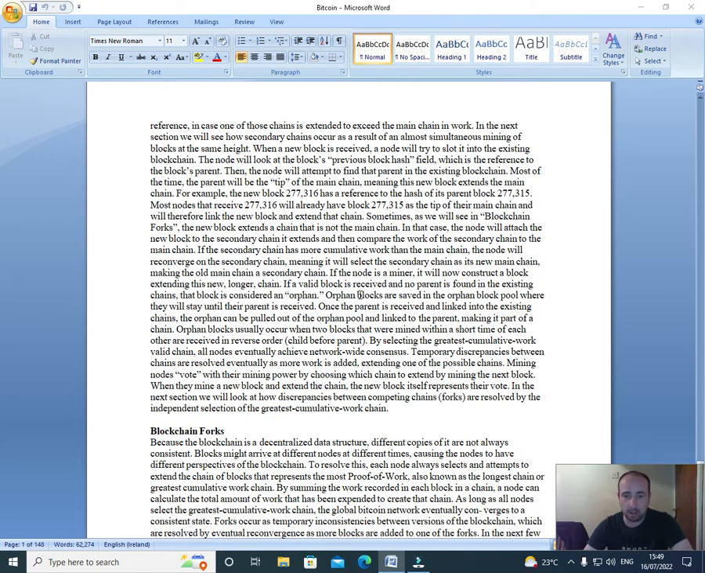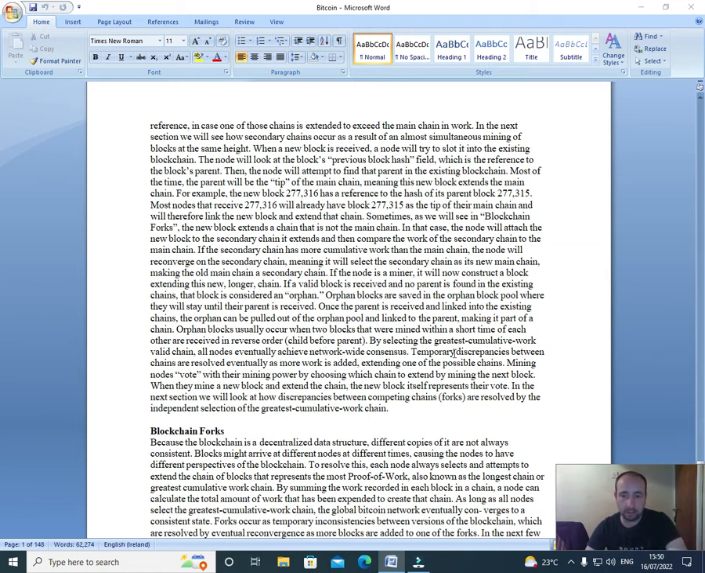If a valid block is received and no parent is found in the existing chains, that block is considered an orphan. Orphan blocks are saved in the orphan block pool, where they will stay until their parent is received. Once the parent is received and linked into the existing chains, the orphan can be pulled out of the orphan pool and linked to the parent, making it part of a chain. Orphan blocks usually occur when two blocks that were mined within a short time of each other are received in reverse order, child before parent.